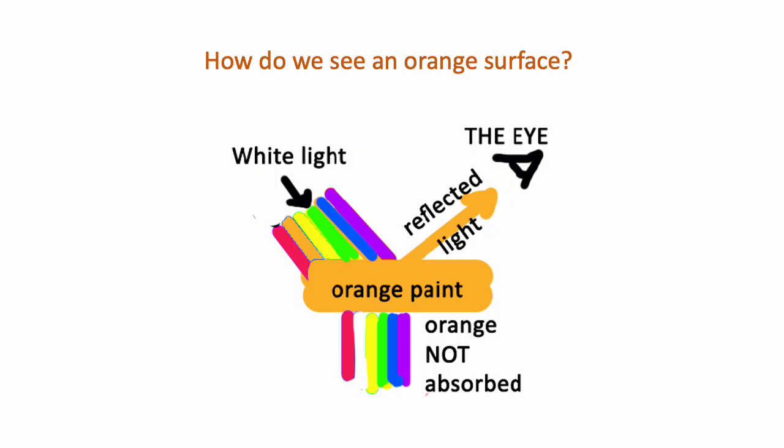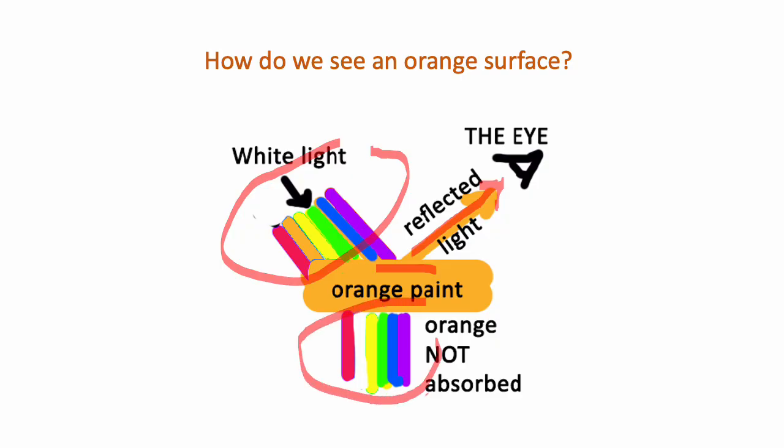When white light with its rainbow of colors hits orange paint, the orange paint reflects only orange light back to our eye and absorbs all other light colors. But what if the paint were hit by a color other than white?